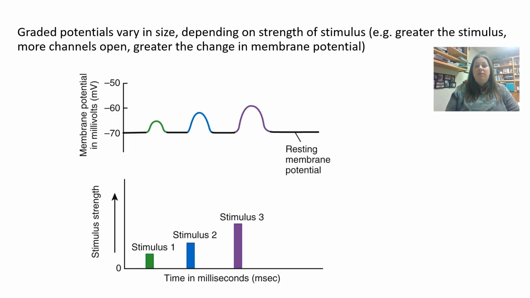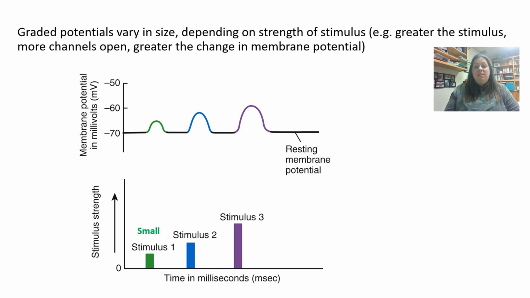So graded potentials are going to vary in size, and this depends on the strength of the stimulus. So the greater the stimulus, the more channels that get open, whether they're mechanical or chemical, and the greater the change of the membrane that will occur. So we see here that we have a small change. We went from -70 to about -65. Then in the second stimulus, it was higher, and so we see that it was going to go up to about -60. And then the third stimulus is even more, and it's getting up closer to that -55 mark.